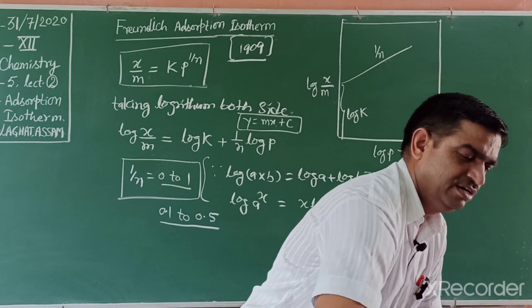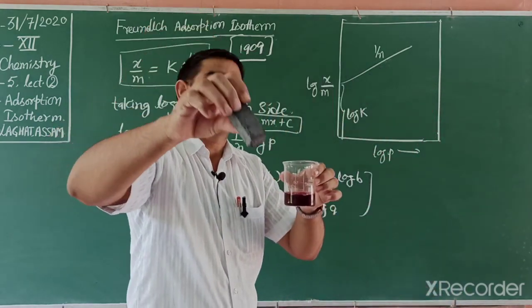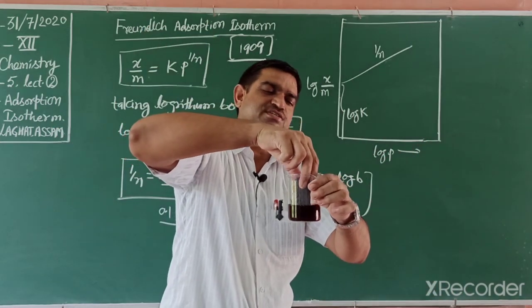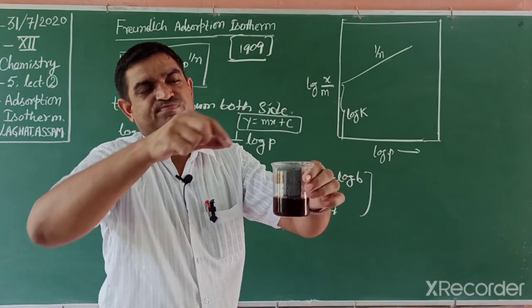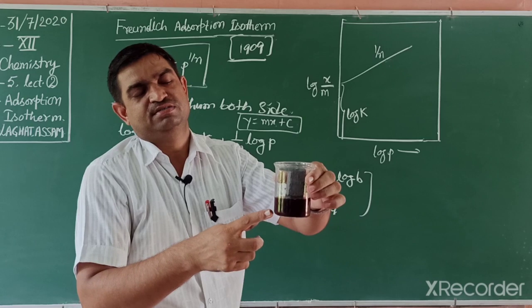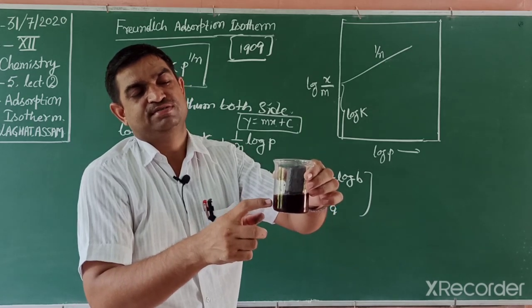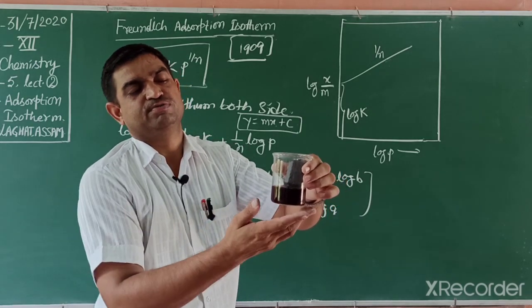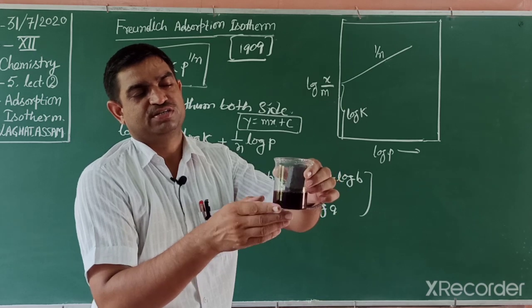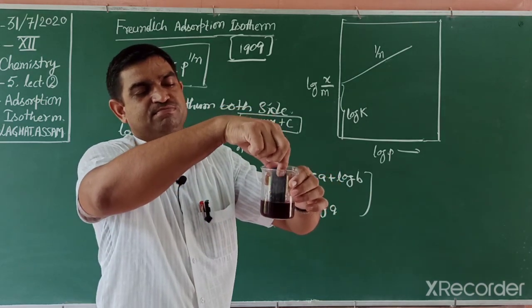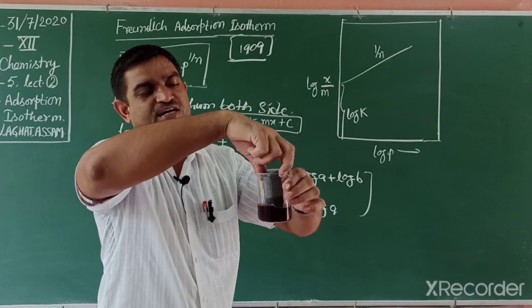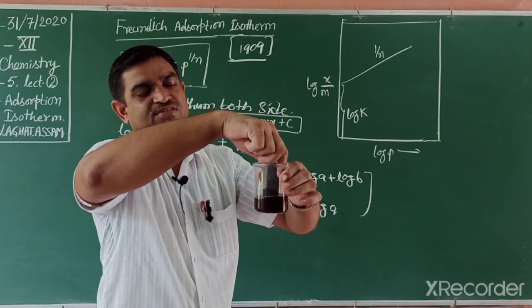then I take another piece of charcoal. This one I placed in this. So this charcoal piece adsorbs the litmus solution. So its color intensity is decreased after some time. Intensity of color is decreased.